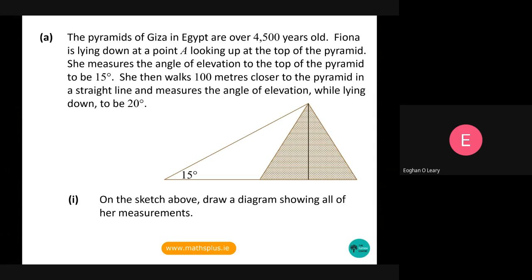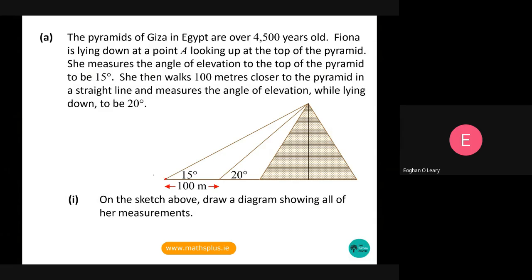She measures the angle of elevation to the top of the pyramid to be 15 degrees. She then walks 100 meters closer to the pyramid in a straight line and measures the angle of elevation while lying down to be 20 degrees. On the sketch above, draw a diagram showing all of her measurements. So I've been adding them in as we've gone, so we can see that here is our point A.